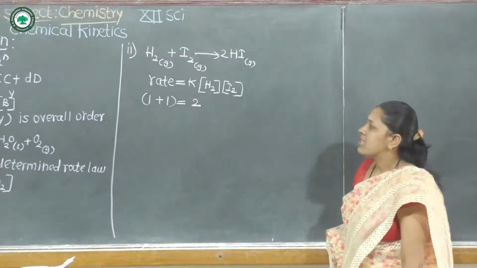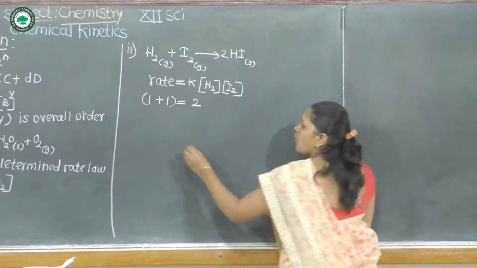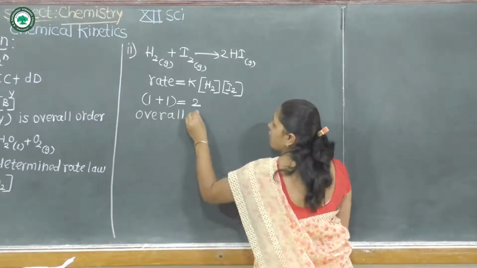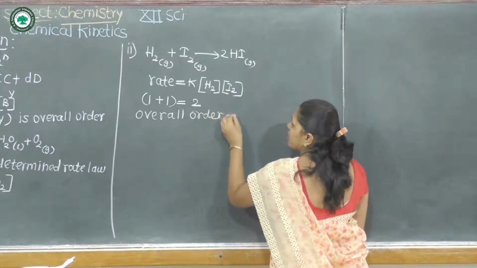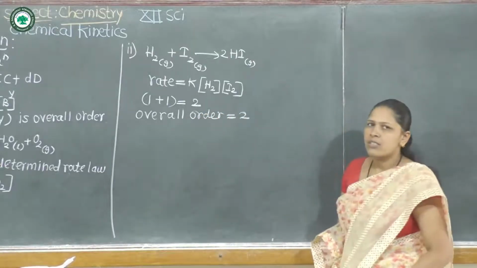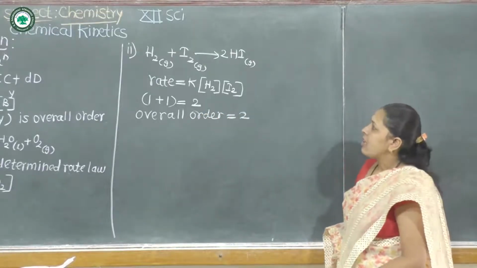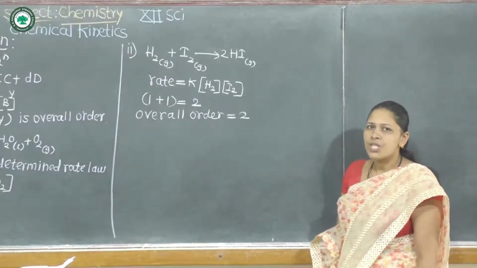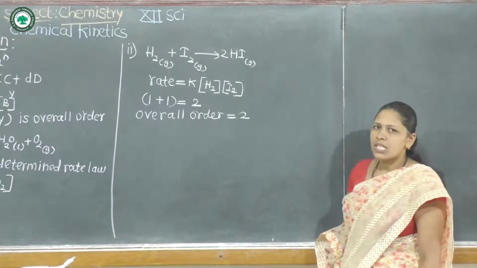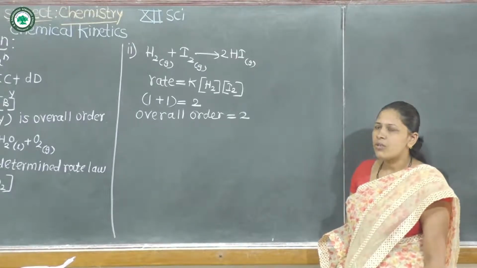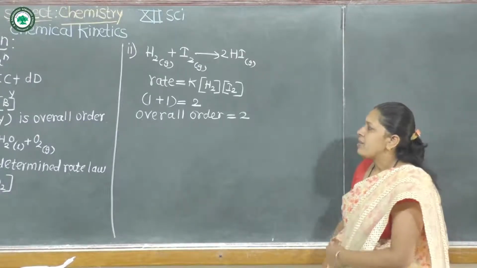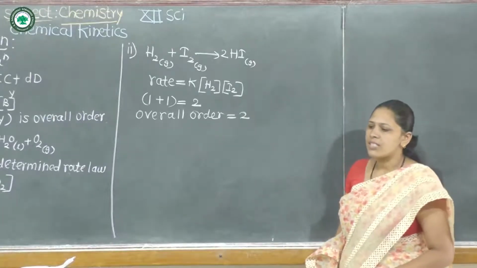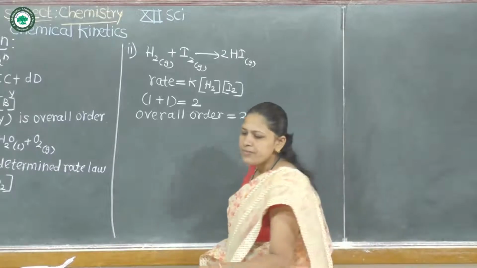Therefore, this reaction is second order. Overall order is second order, but the order of this reaction with respect to only hydrogen is first order, and with respect to iodine only, first order, and 1 plus 1 becomes 2. Therefore, overall order of this reaction is second order.